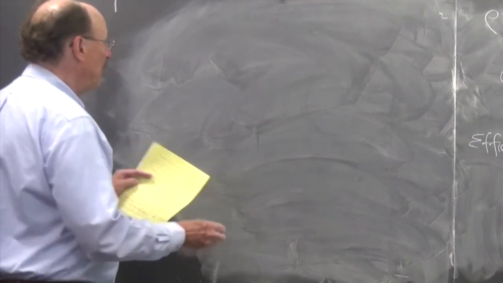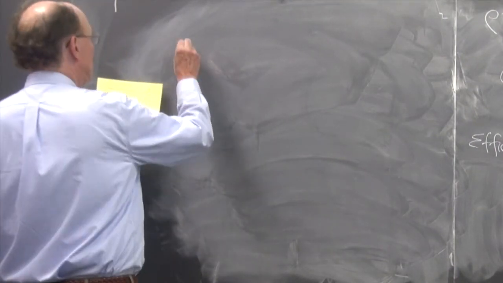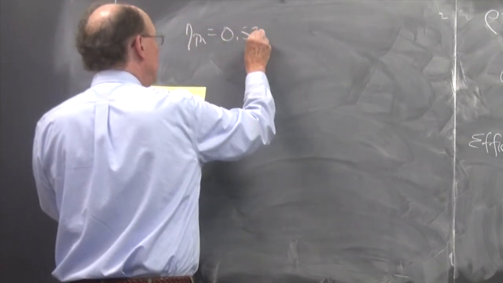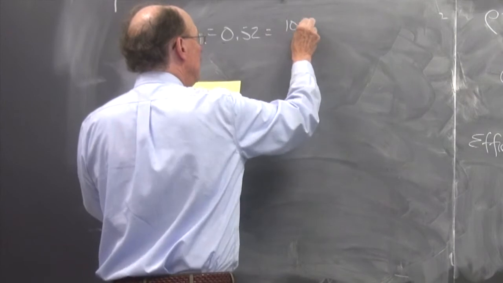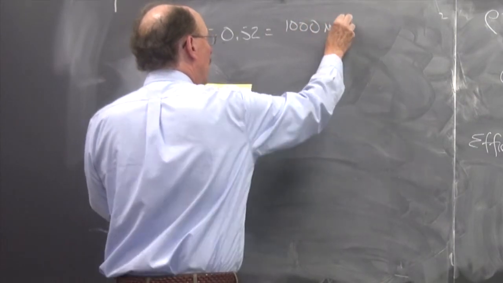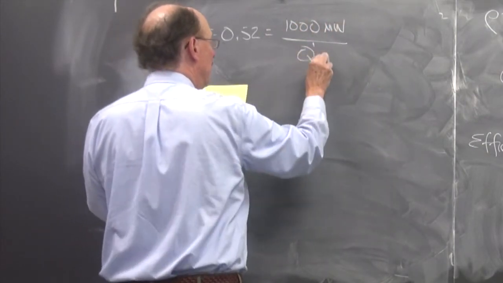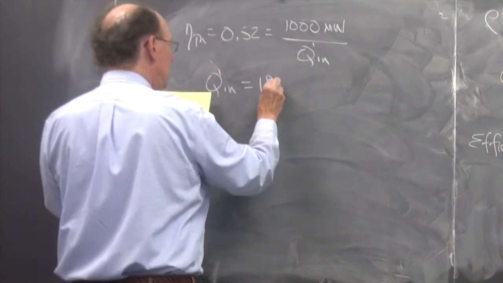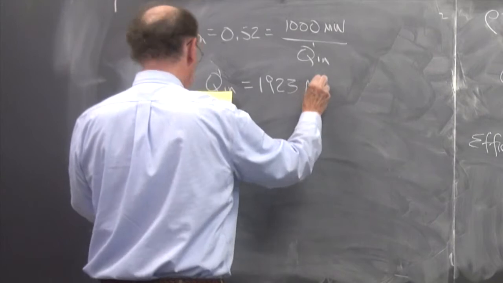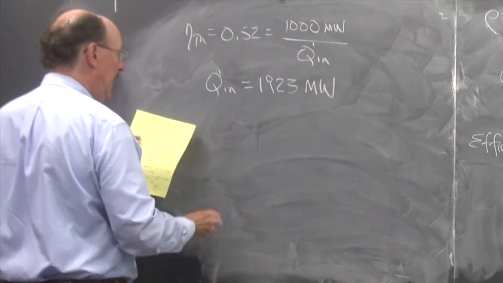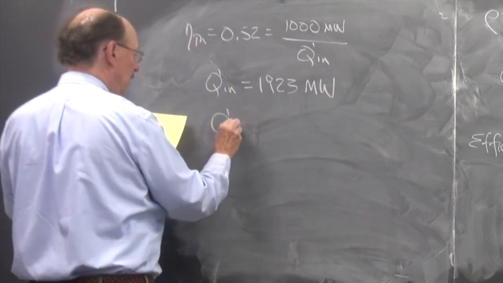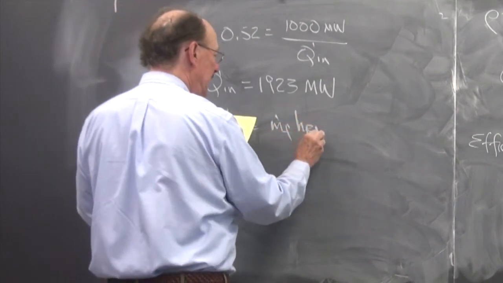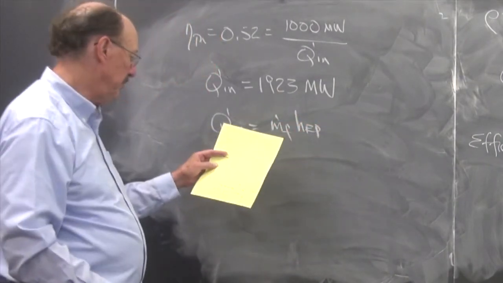First, with the thermal efficiency, 0.52 is equal to 1,000 megawatts over Q dot in. So Q dot in is equal to 1923 megawatts. And Q dot in is equal to the mass flow rate of fuel times the heating value of the fuel, or the enthalpy of the fuel.